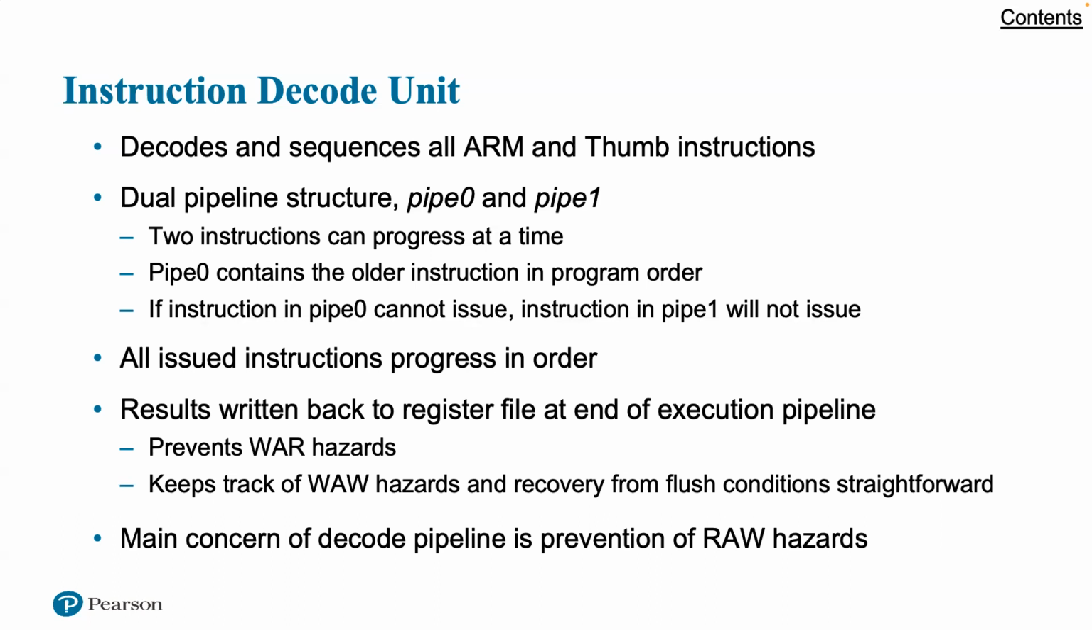All issued instructions progress in order down the execution pipeline with results written back into the register file at the end of the execution pipeline. This in-order instruction issue and retire prevents WAR hazards and keeps tracking WAW hazards and recovery from flush conditions straightforward. Thus, the main concern of the instruction decode pipeline is the prevention of RAW hazards.